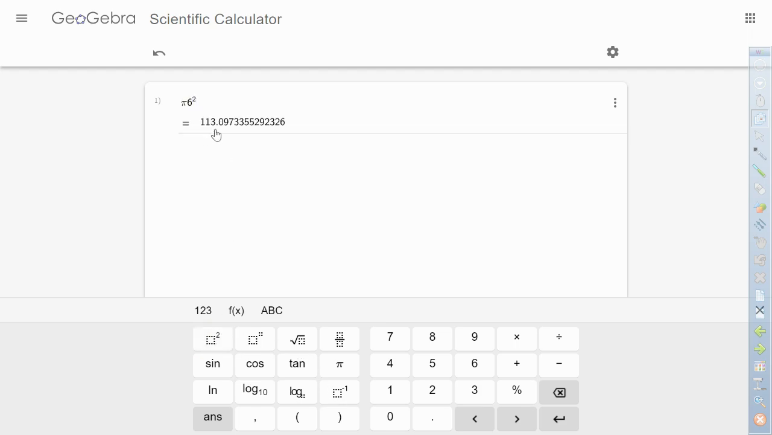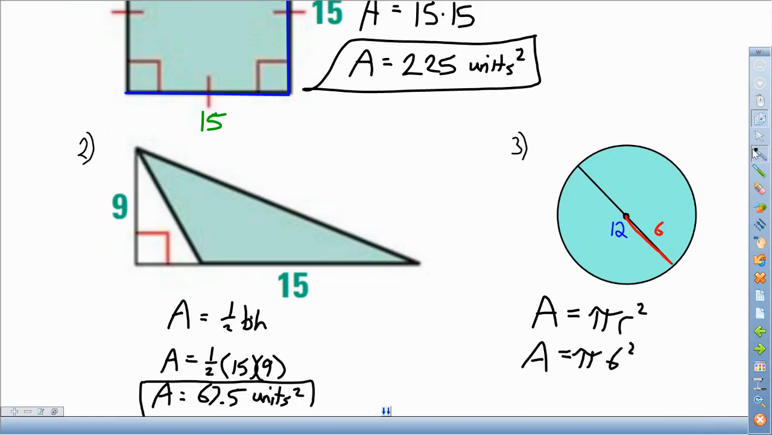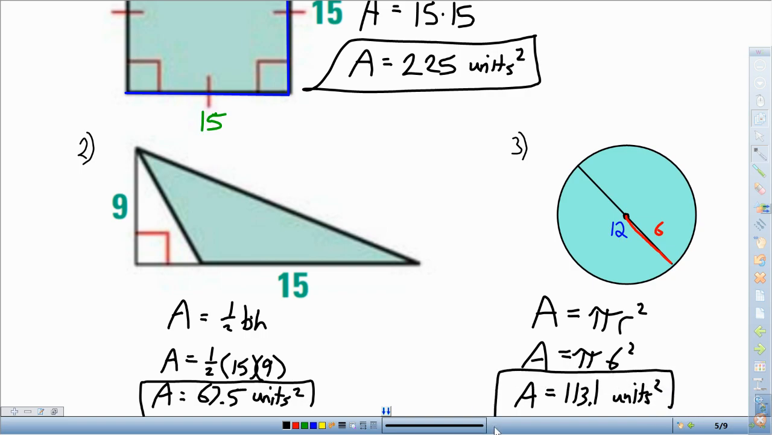Looks like we're getting 113.09. We're going to round to the tenths like we always do, so that 0 is going to round up to a 1. So 113.1. Okay, and again, units squared. Okay, so yeah, that's finding the area of these basic shapes. We have, I think, one more slide we're going to look at.